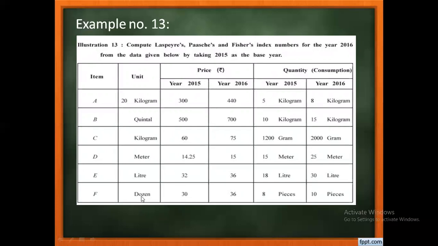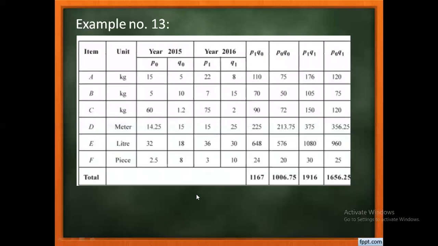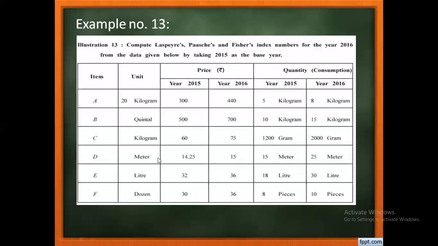For 1 piece, it would be how much? For 12 pieces, 30 rupees. For 1 piece, it would be how much? So 30 divided by 12, it would be 2.5, right?